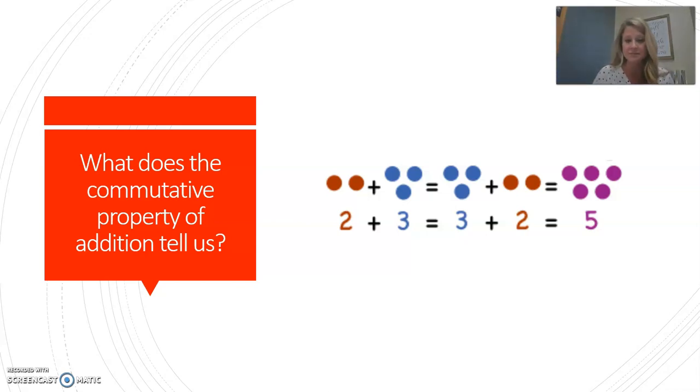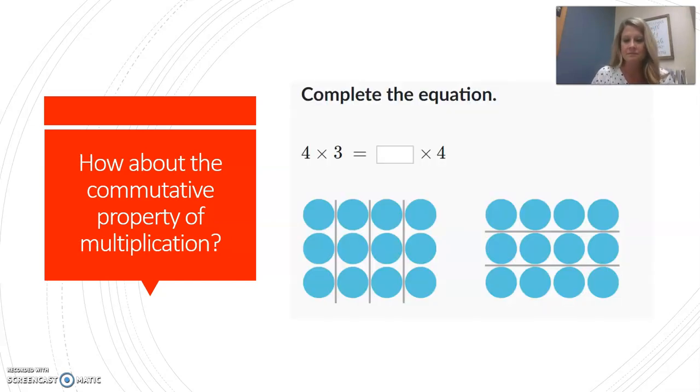those two addends. So, knowing what you know about the commutative property with addition, what do you think the commutative property means when it comes to multiplication? Take a second and think about that. We know the commutative property has to do with order, right? Well, that's the same thing that will apply with the commutative property with multiplication. It's going to be the order in which we are multiplying.